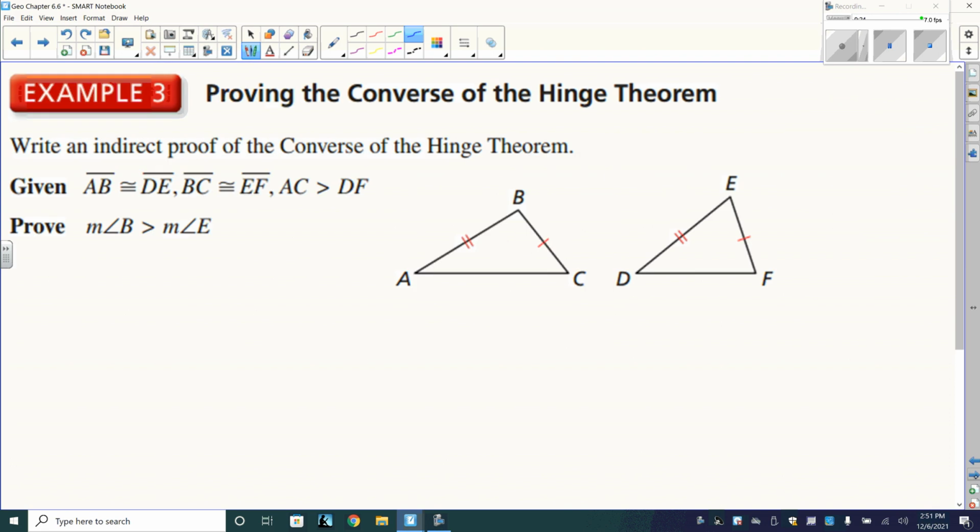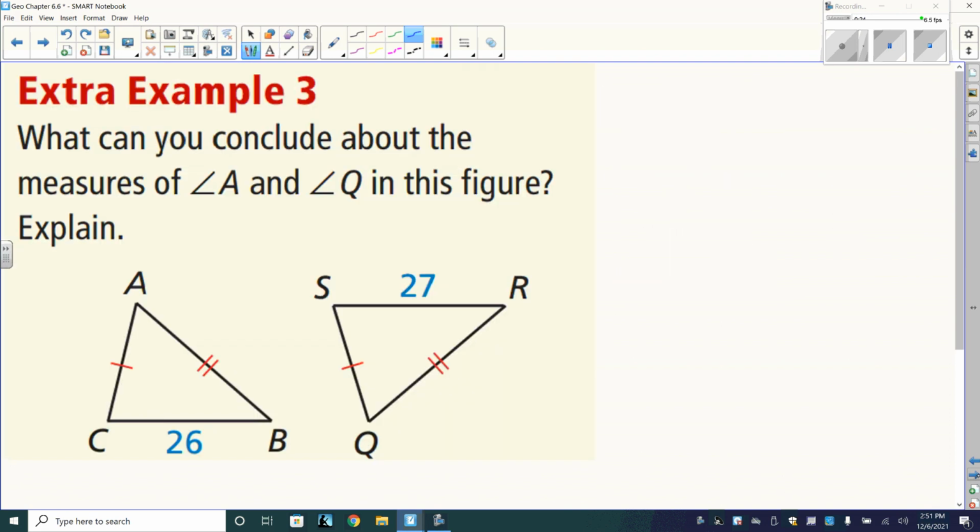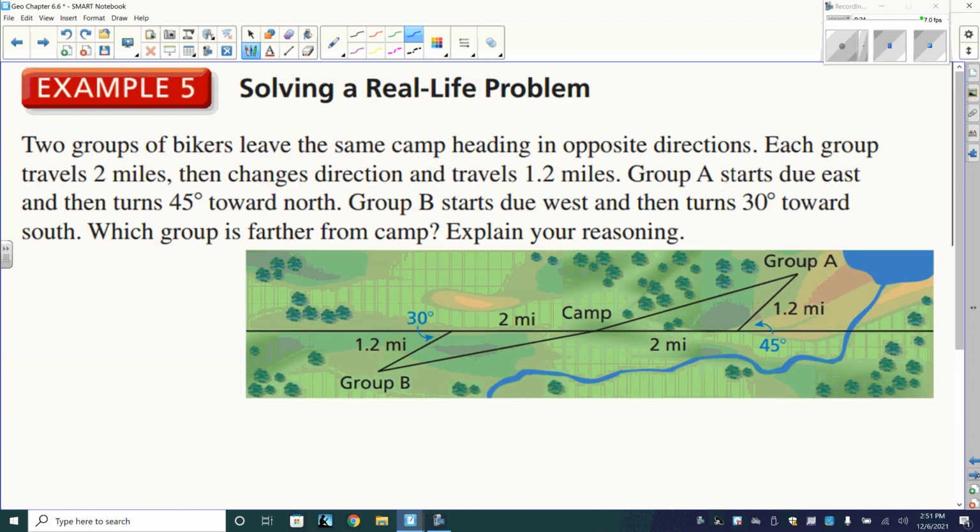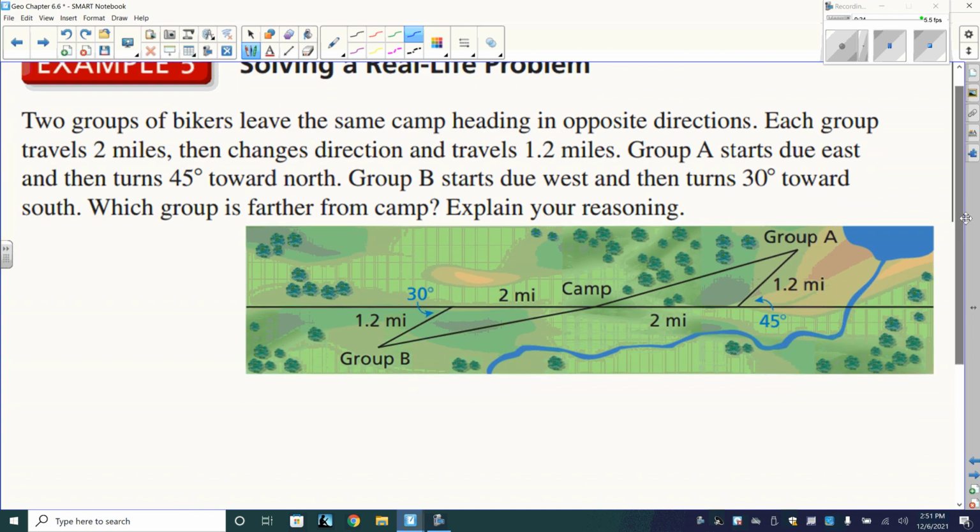Okay, we're not going to worry about the proof, and I feel like y'all feel comfortable with these here, yes? All right. This is the last thing we're going to look at. Two groups of bikers leave the camp heading in opposite directions. Each group travels 2 miles, then changes directions and travels 1.2. Group A starts out due east and then changes directions 45 degrees north. And Group B starts due west and then turns 30 degrees south.